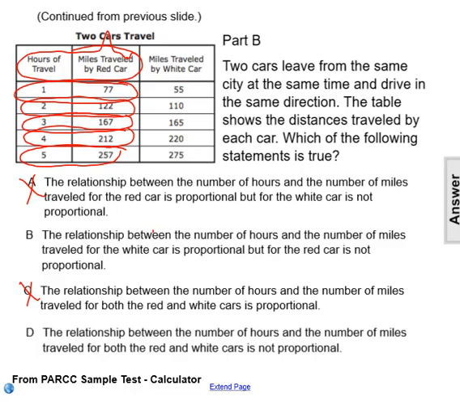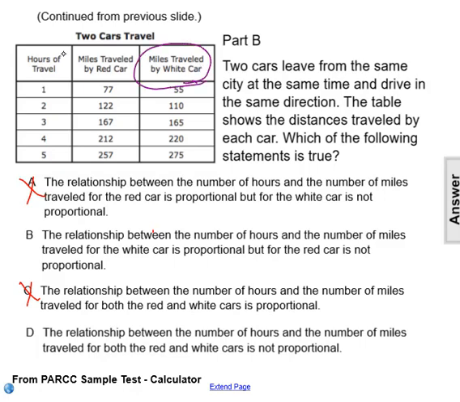Now we have to do the same thing and look at the data for the miles traveled by the white car. So that would be comparing the first and the third column. So that's looking at the miles traveled by the white car compared to the hours of travel. So that's 55 over 1, 110 over 2, 165 over 3, 220 over 4, 275 over 5.